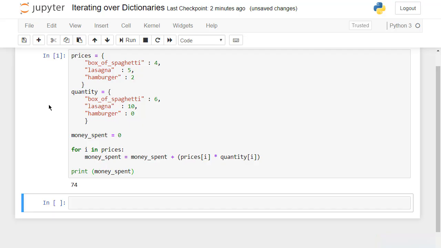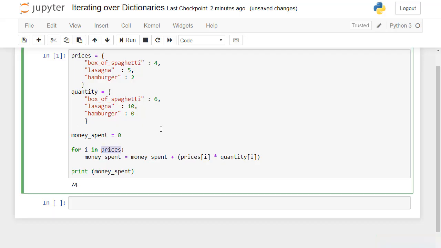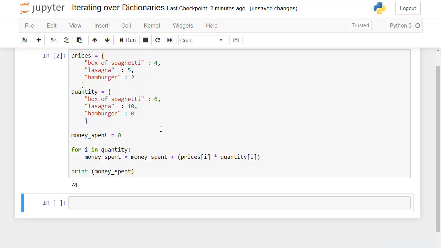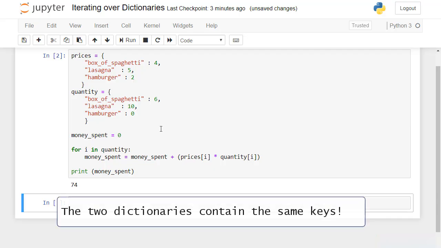As a side note, do you realize that if we put quantity instead of prices here, the outcome will remain the same? So, what is the conclusion? It does not matter if you loop through prices or through quantity, because the two dictionaries contain the same keys. And this is the reason this loop works correctly too.